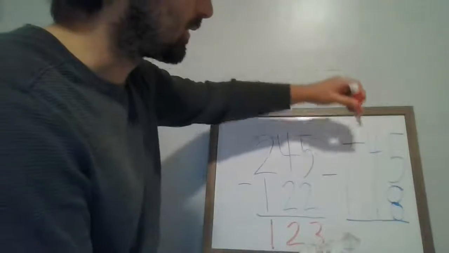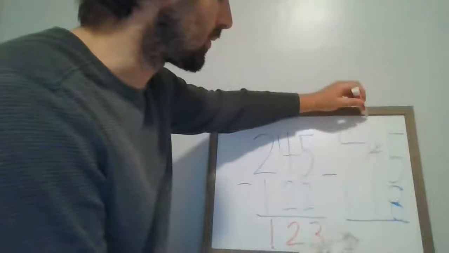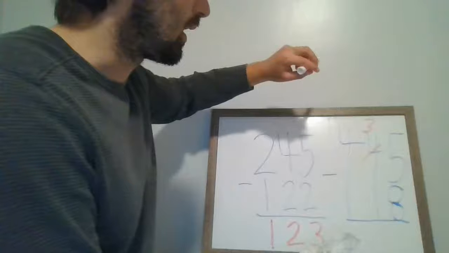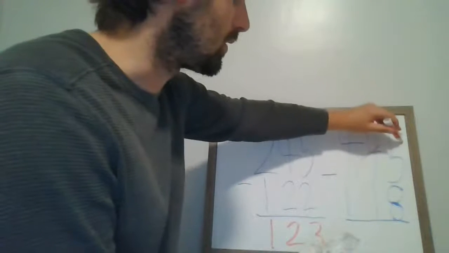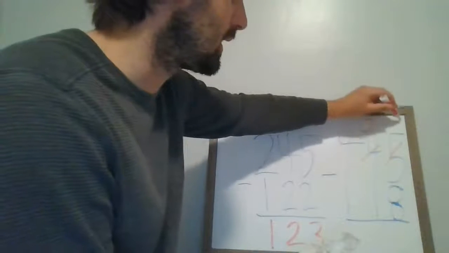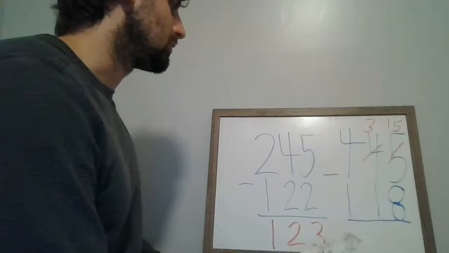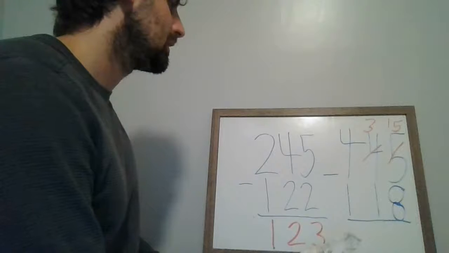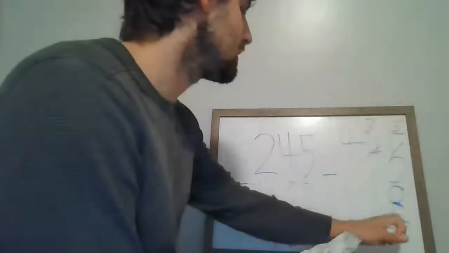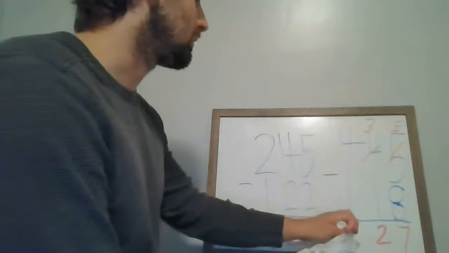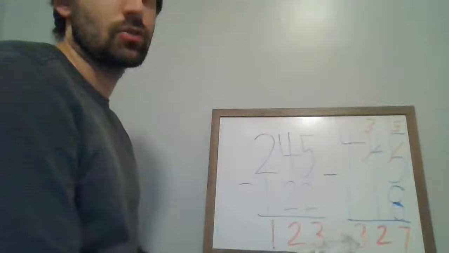So we're going to take a 10 from the tens place. The 4 is going to become a 3. And the 5 in the ones place is going to become a 15. Now we can do our subtraction. So 15 minus 8 equals 7. 3 minus 1 equals 2. 4 minus 1 equals 3. So our answer is 327.